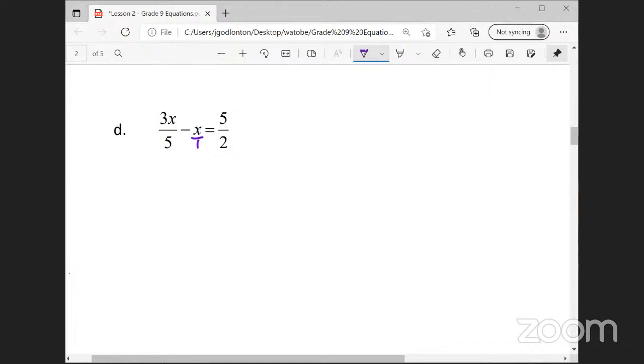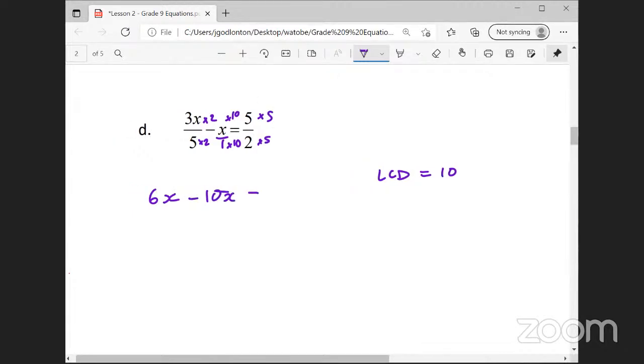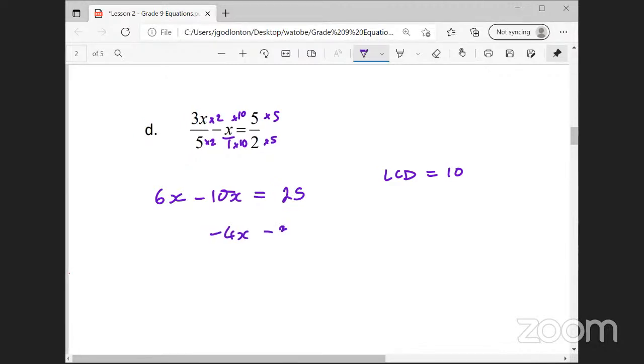I got the LCD of 10. Okay, great. So I multiplied the 5 by 2, the 1 by 10, and the 2 by 5. Good. That led me to the answer of 6x minus 10x equals 25. Beautiful. And then it was -4x equals 25. Then I divided both of those by -4, and then I got x equals 25 over 4. So I feel like what I've learned from this is that you were just doubting yourself for absolutely no reason, because that's 100% right. Oh. Yes.